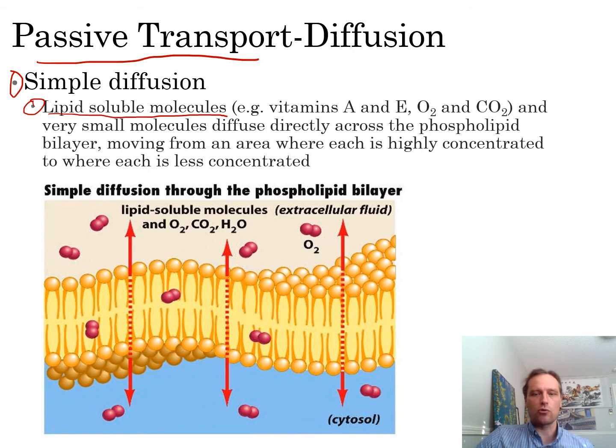They can diffuse directly across the phospholipid bilayer. They don't need to pay a toll, nothing. They will move from an area where there's a high concentration to an area where there is a low concentration. They'll simply diffuse across the membrane. This is called simple diffusion.